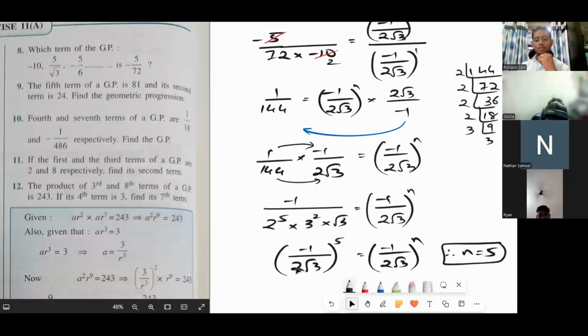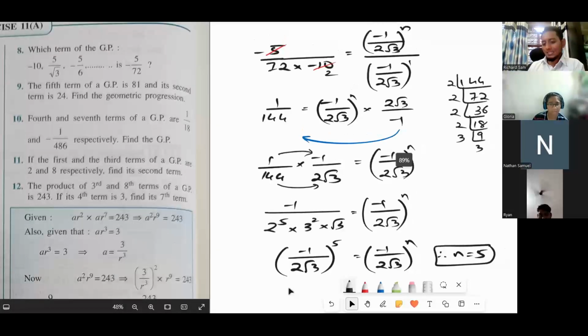See, 2 raised to 5. You see, there's the 2 raised to 5 that we already have here. And root 3 raised to 5 means 5 root 3s. So that becomes 3 square into root 3. That's how. Yeah, so some questions are a little confusing like this. Now, complicated ones like this won't come. You'll have direct questions only mostly, okay?